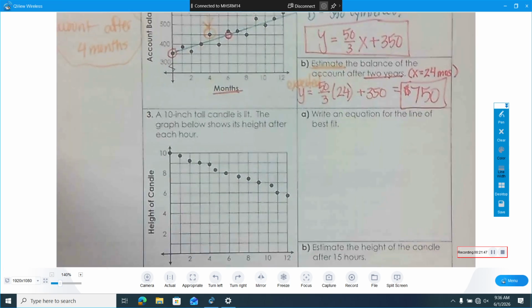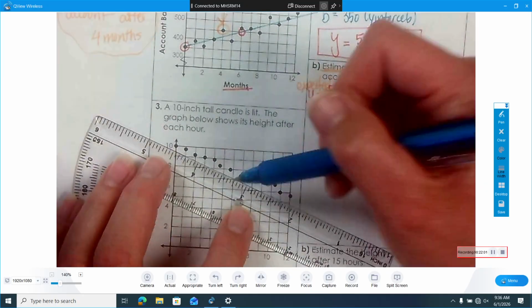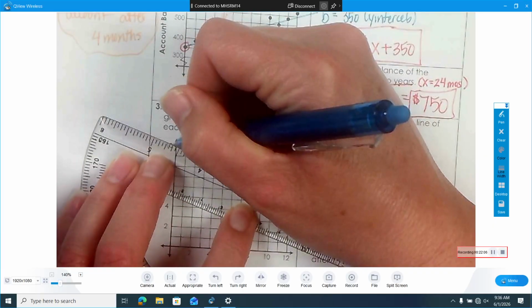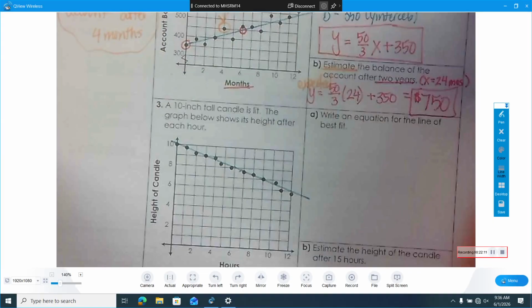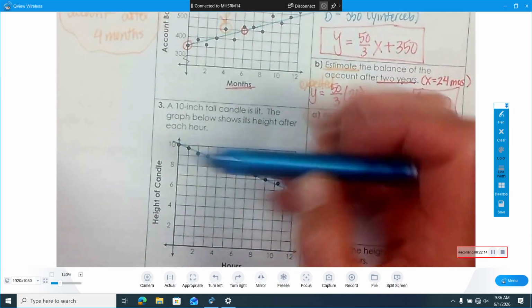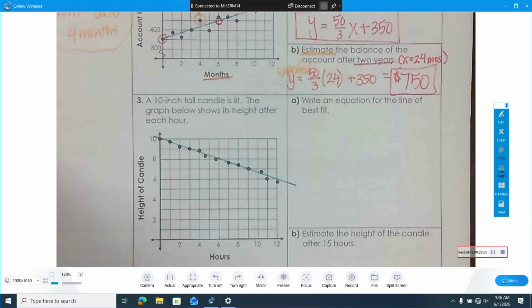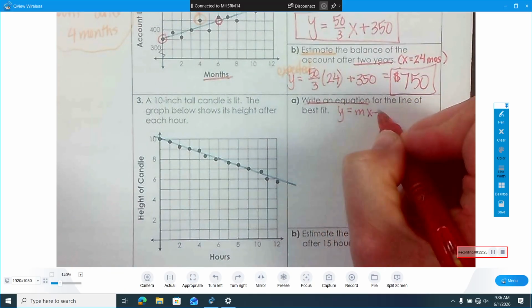All right, last one here, number 3. A 10-inch tall candle is lit. The graph below shows the height after each hour. All right, so this is pretty tight here. I'm thinking that it's going pretty straight right here. There we go. So there's my line of best fit, it looks like. So again, our job is to write an equation. That's y equals mx plus b.